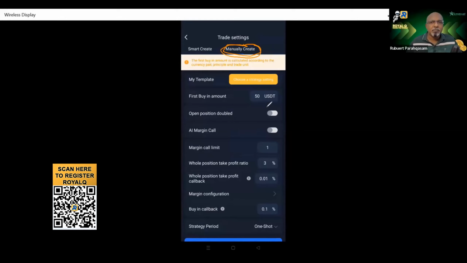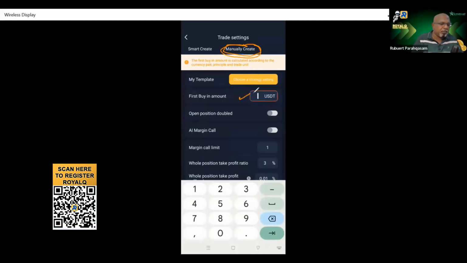Switch the first to buy in amount. Okay, how much am I going to put in? 15 USD. All right, 15. Great. What's next?